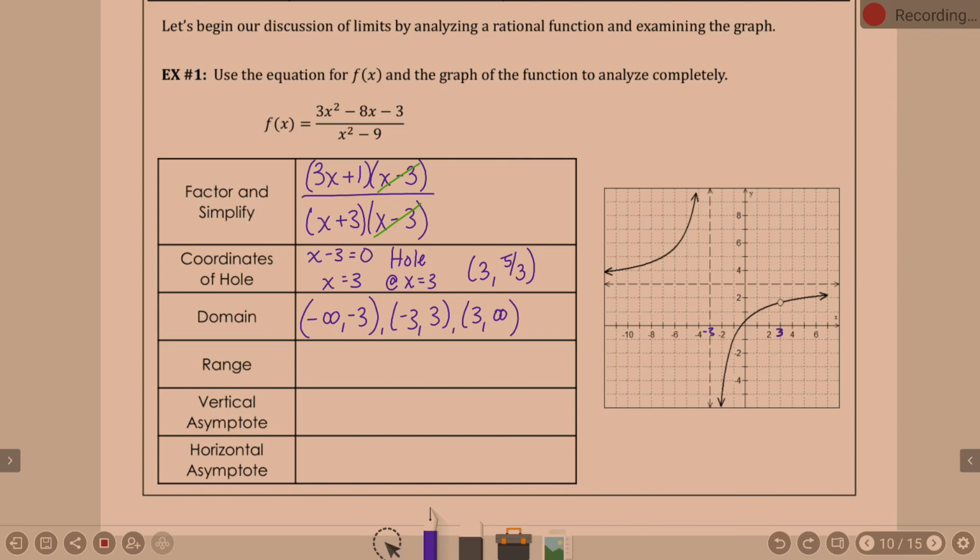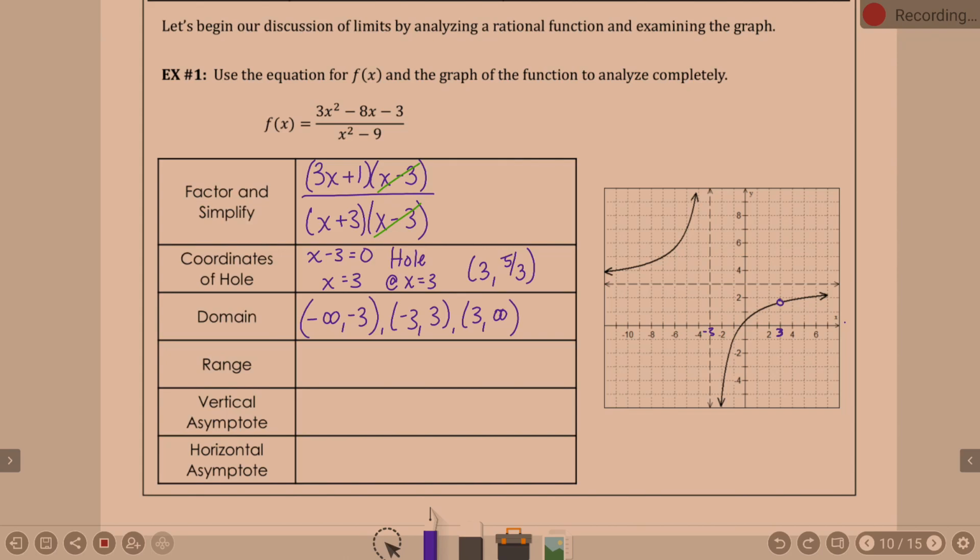Range. In terms of range, we're going to think up and down. It's the y's. So we want to read in terms of start low and work your way up. How low does my graph go? Negative infinity. It's going down to negative infinity. And as we're moving up, where's the first break in the y values? Oh yeah, the asymptote, the 5/3, right? Before there's going to be a break at the asymptote, but before that, there's a break at the hole.